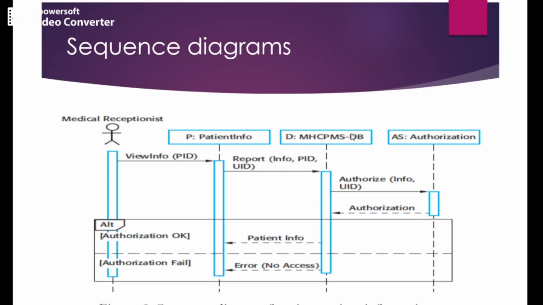Now what are these? Patient information, MHC PMS DB, authorization. These can be systems or classes, but here we are representing instances, objects of the class. So this P is an object of the patient information class. This D is an instance or object of this MHC PMS DB system. This AS is an object or instance of this authorization.